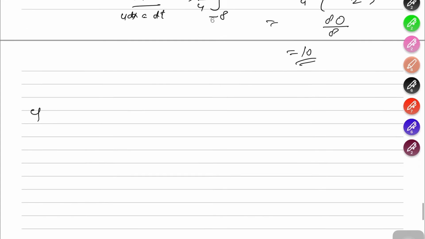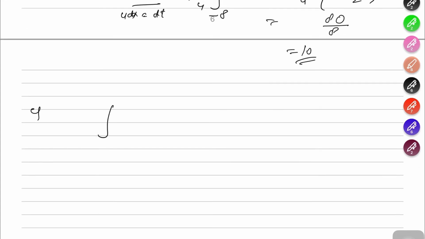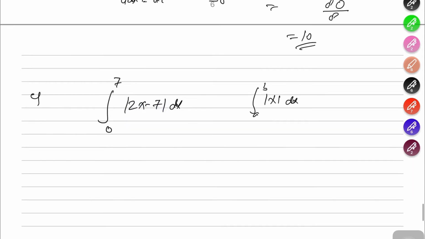That is the answer. One more example where we have something like the integral of mod of 2x minus 7 dx, from 0 to 7. Here again we see that the coefficient of x is not 1, and also we have something added. So we know how to solve mod x from a to b, but we don't know what happens if this kind of thing happens. So here also the same trick will apply.